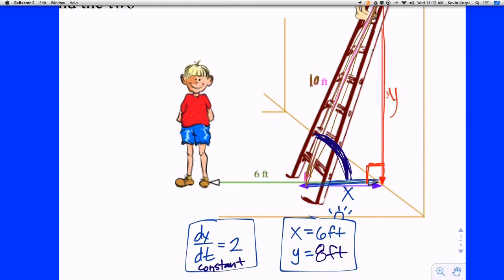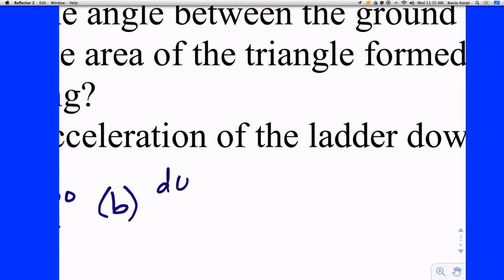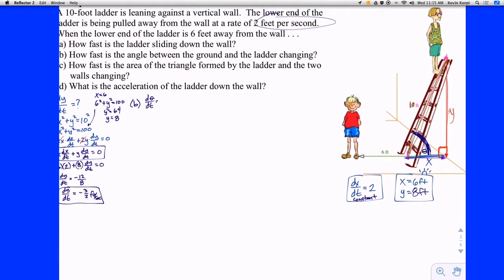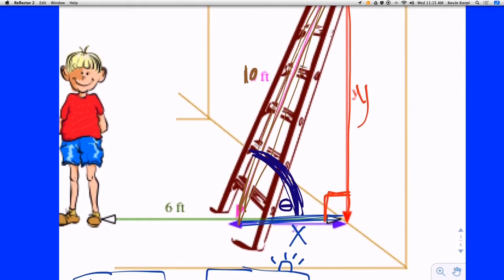What do you want to call it? A for angle? Theta for angle? I kind of like theta. If you want to use something different, feel free. I'm going to call that theta. So now on part B, I'm giving myself my target. I'm looking for d theta/dt. So now before I can relate the rates, I got to relate the quantities. I got to get theta involved somehow in this picture. In the right triangle, how do you get theta involved?